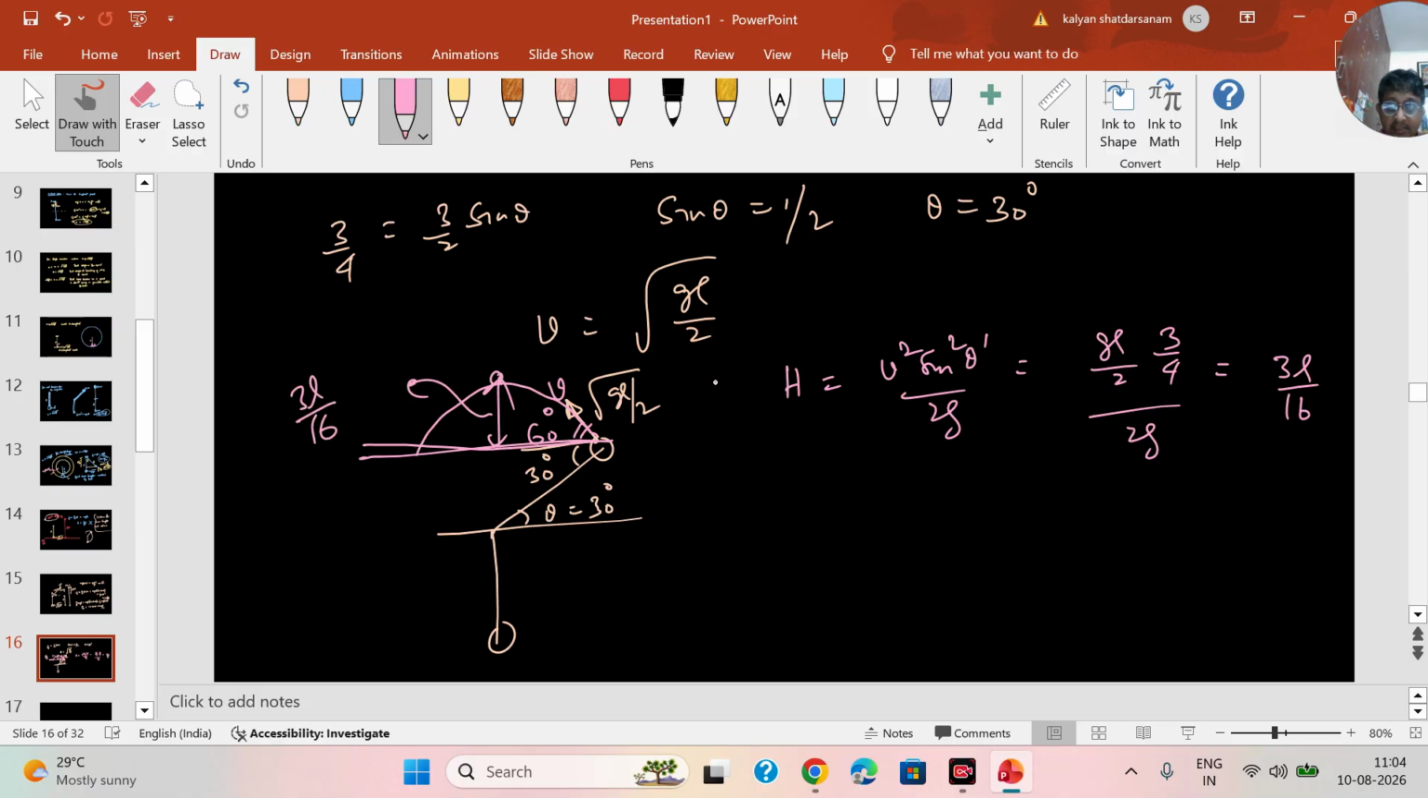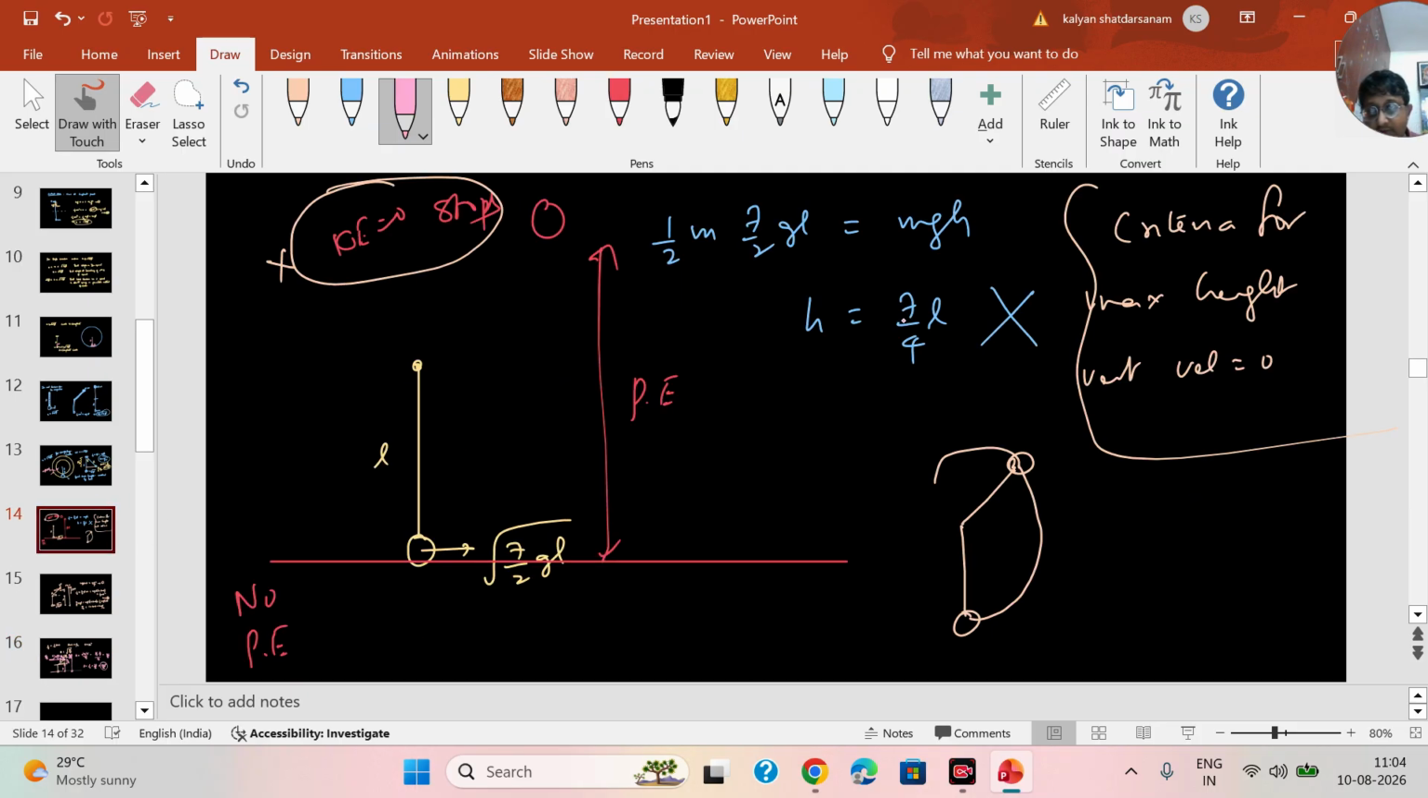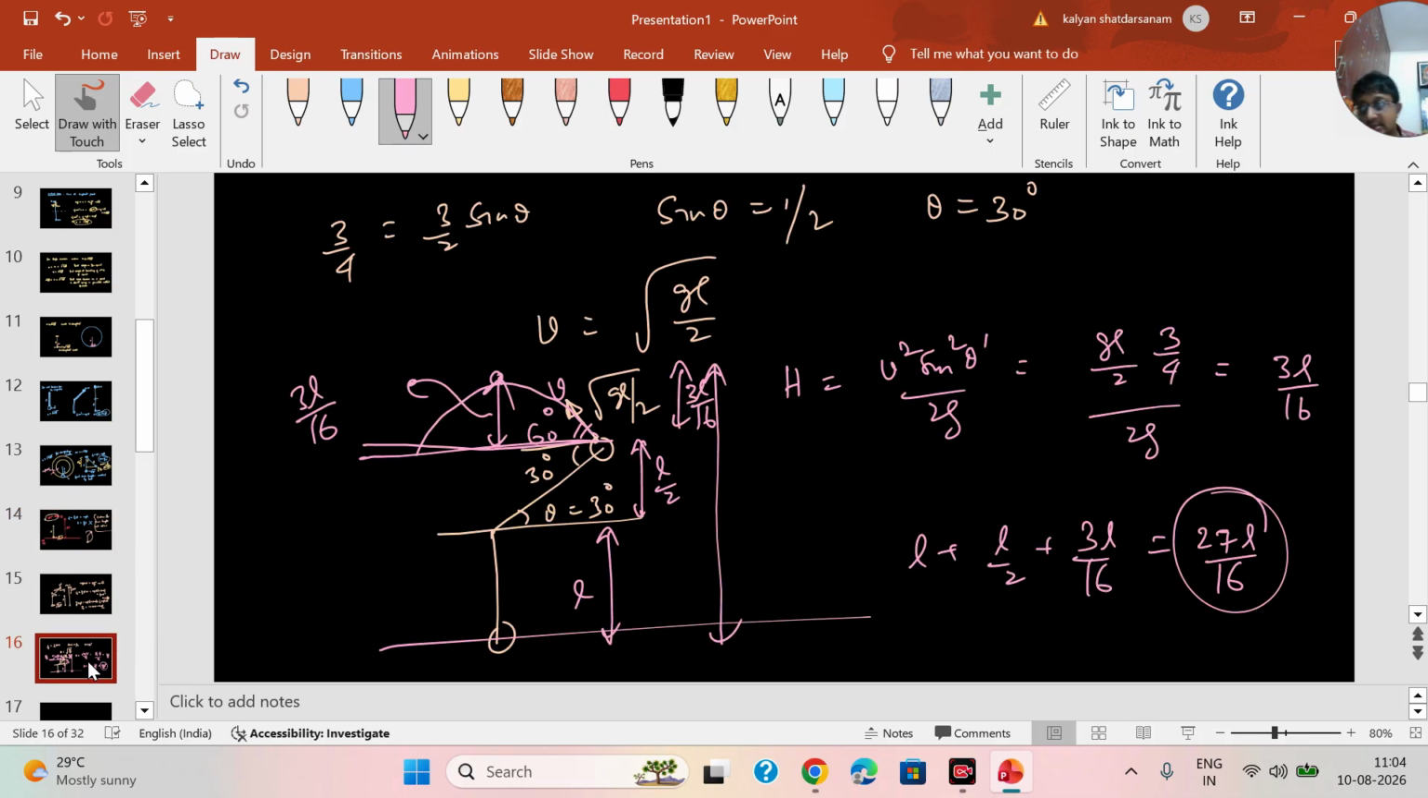So what is the total maximum height reached by the ball? This L plus this L sine 30 plus this 3L by 16, right? So we have to add L plus L by 2 plus 3L by 16. That is 27L by 16. This is the maximum height from the lowest point reached by the ball. You see our previous answer, 7L by 4? Wrong. The correct answer is 27L by 16.